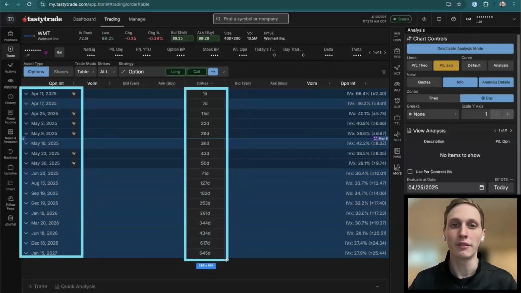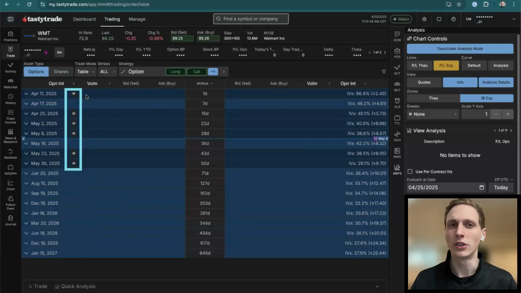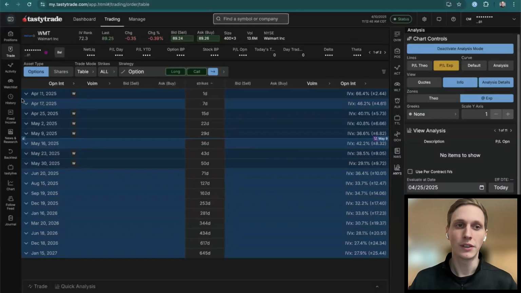My eyes usually just gravitate towards the center of the screen here, where you can see the amount of days until expiration. So we have 1 day until expiration, 7 days until expiration, 15 days until expiration, and all the way going down. You'll also note that you'll see here some slightly different coloring. So you see these W's here and how it's a little darker blue on the screen. That is indicating a weekly expiration. Vice versa, if it doesn't have a W, like this April 17th, that's the monthly expiration or the third Friday of the month.